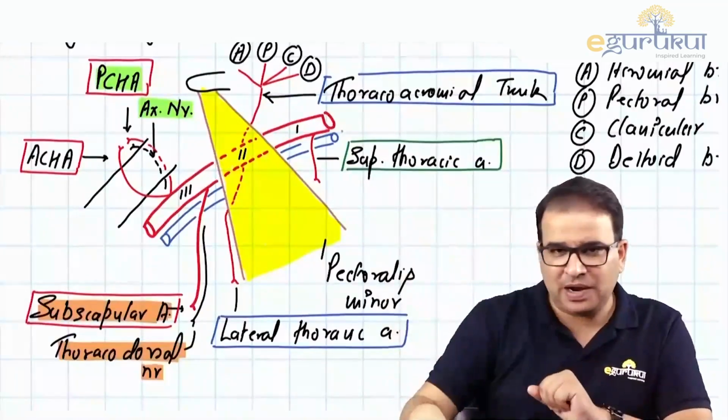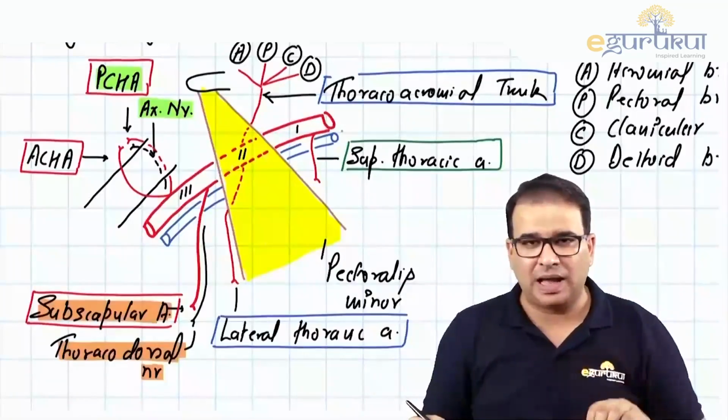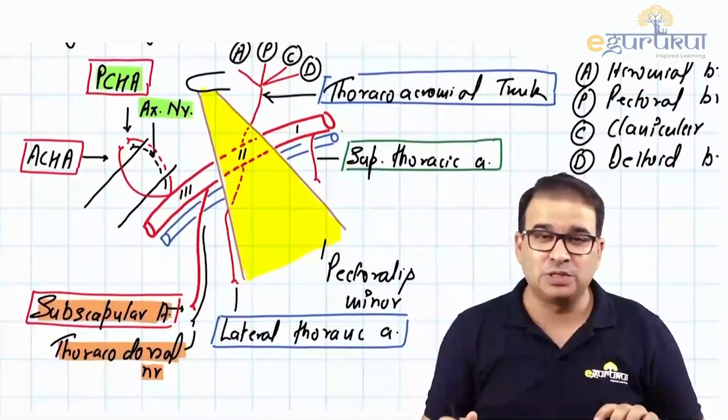Now, knowing these branches, first let me show you these branches on a picture, on an atlas image, and then we will talk about the anastomosis around the scapula.